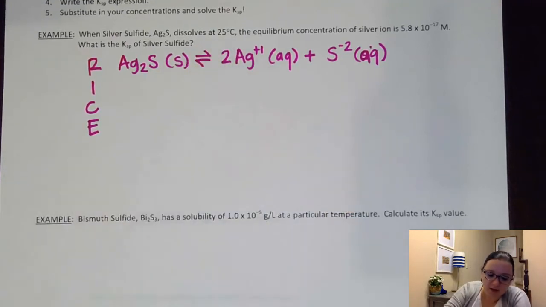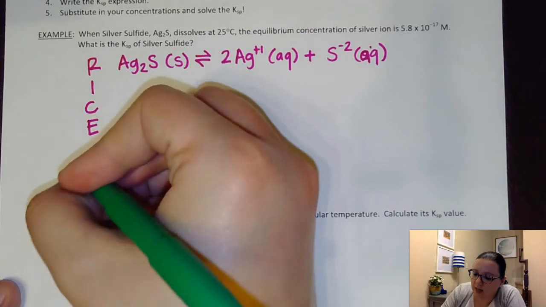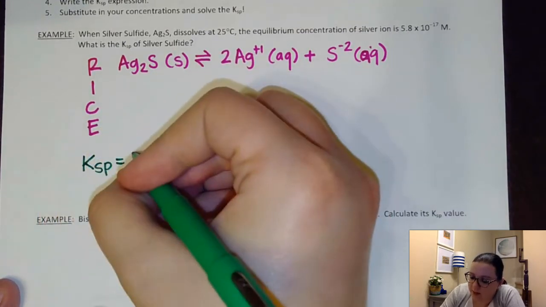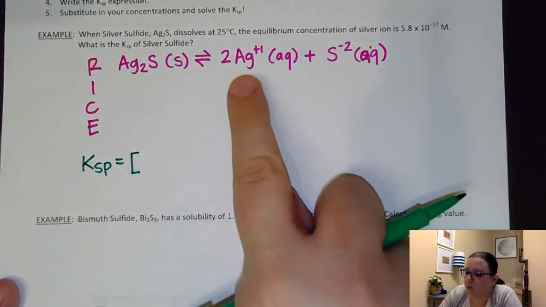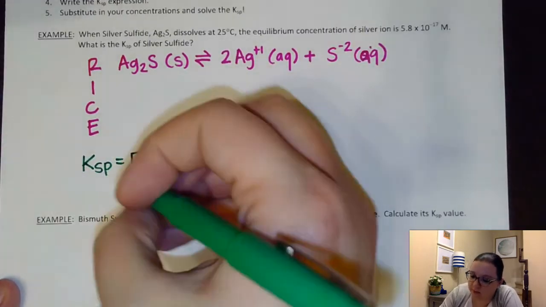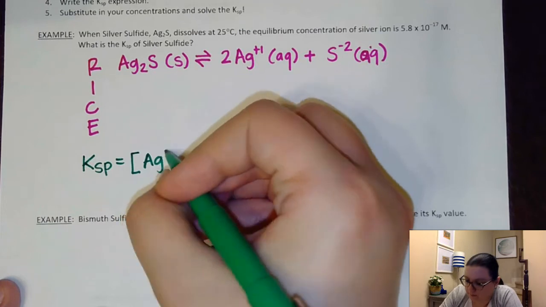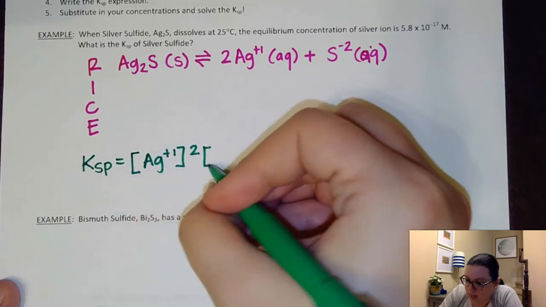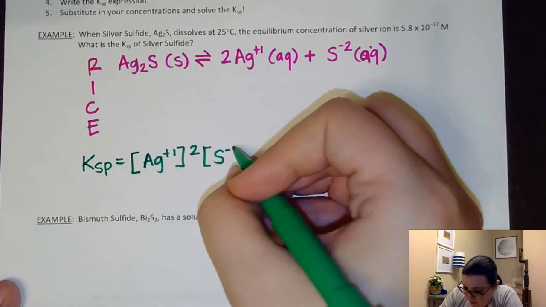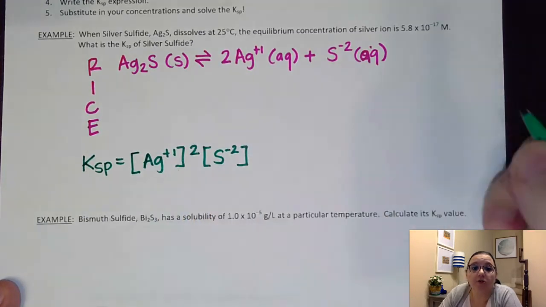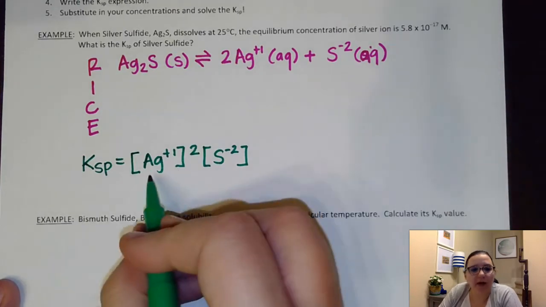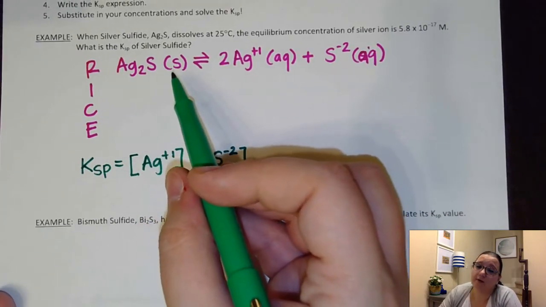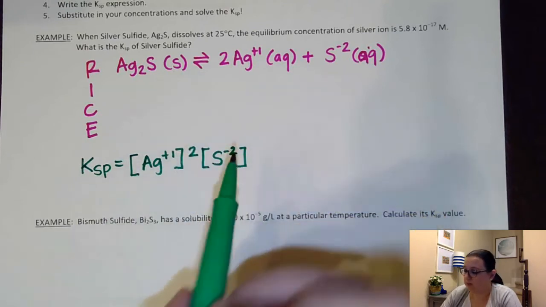Since I'm going to solve for Ksp, I'm going to write a Ksp expression as well. My Ksp expression would be my two products, so the Ag+1 raised to its coefficient of 2, and the S2-, excuse me, S to the -2, raised to its coefficient of 1. Normally I would have this over reactants, but as a reminder, our reactant here is a solid, and therefore it would not get included in this expression.